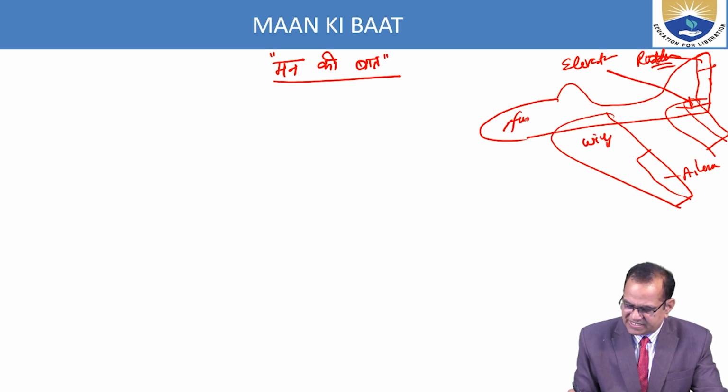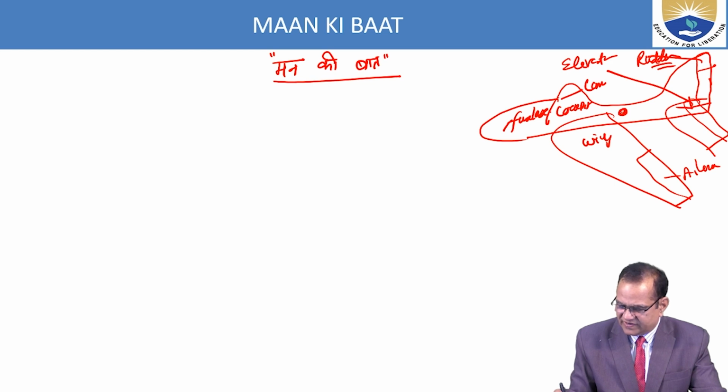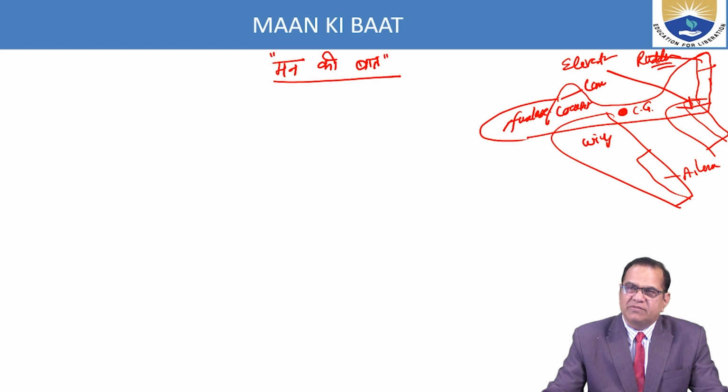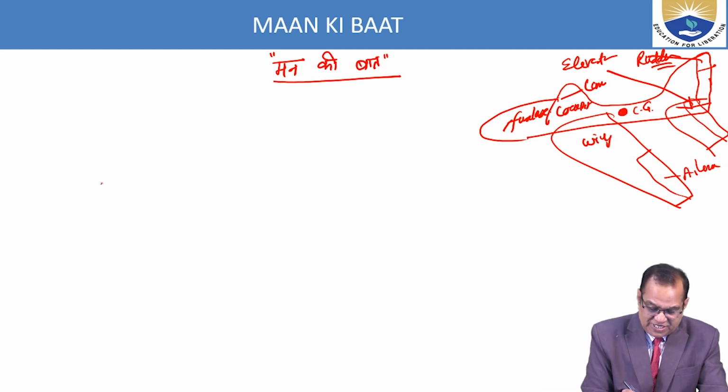This is called the fuselage. This is the canopy. Here is the cockpit. Here is the center of gravity, CG. These are some important components. But how can we say that the aircraft is in cruise? We have seen the phases of the flight.